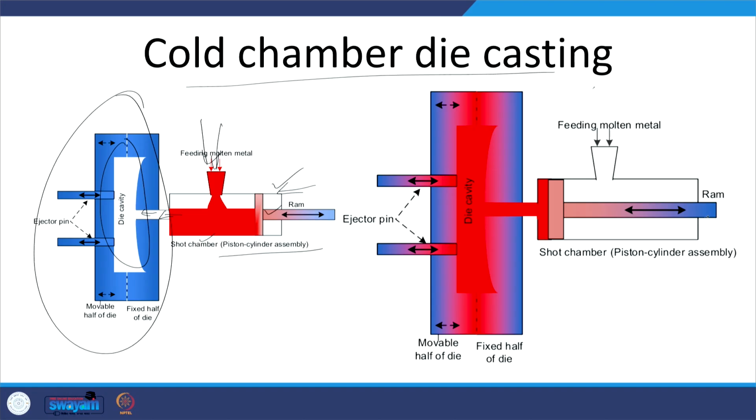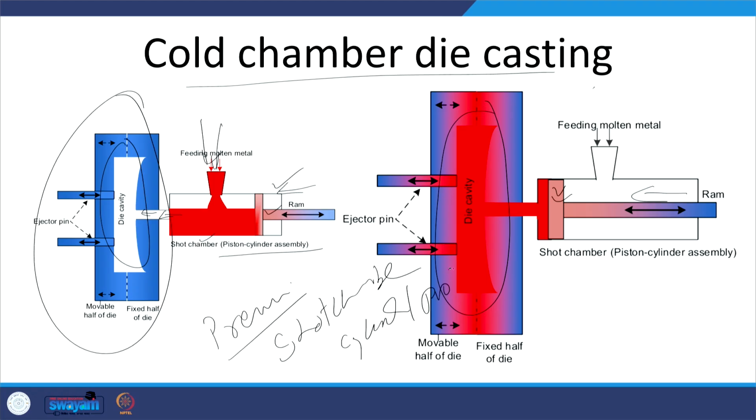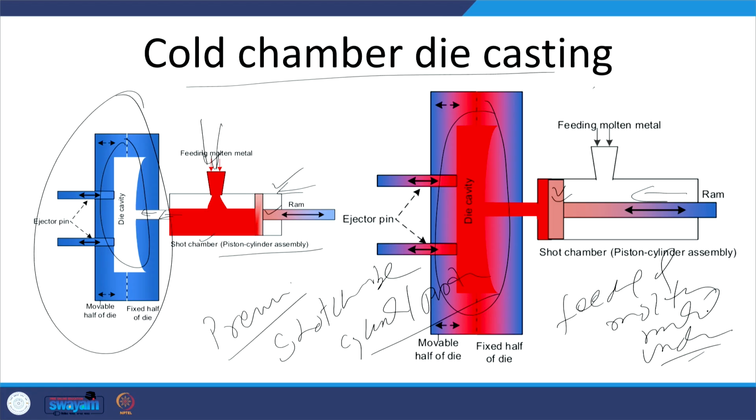So that's what we can see here: the ram has moved, and this piston has built up the pressure, and so the molten metal has been pushed under pressure to fill the die cavity quickly. In both these cases, whether it is hot chamber or cold chamber die casting, pressure is built in the shot chamber using a suitable cylinder and piston assembly. This allows the feeding of the molten metal to the die under pressure, and when it is filled under pressure, it takes very little time to fill the mold cavity.